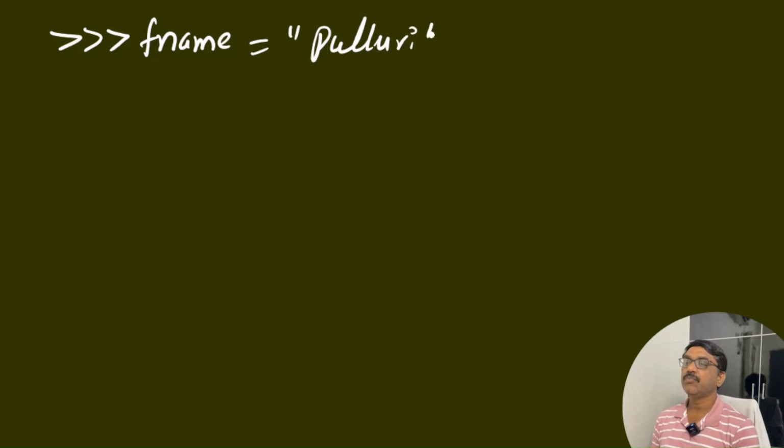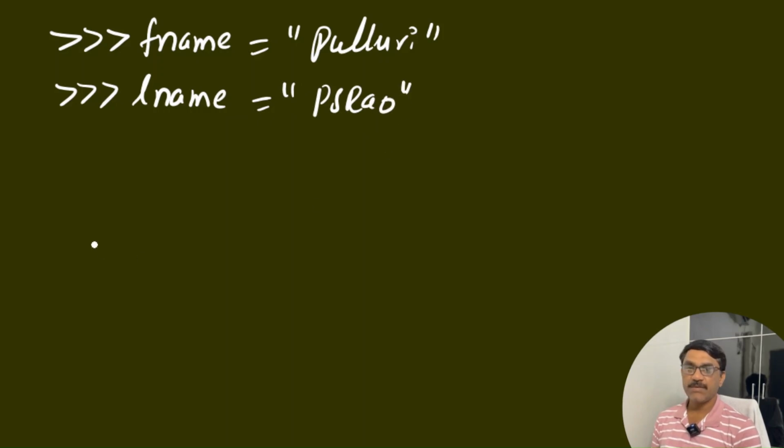This is the prompt we are getting, our primary prompt. Now at this place, take a variable f name. That means first name equals, in double quotes, the string "Pulluri". And next, I'm taking last name, L name equals, just I'm writing "PS raw". This is the last name.